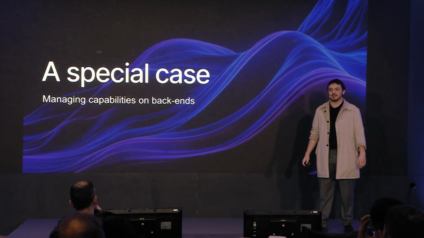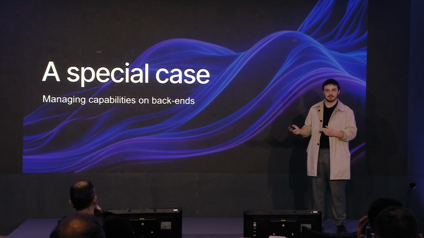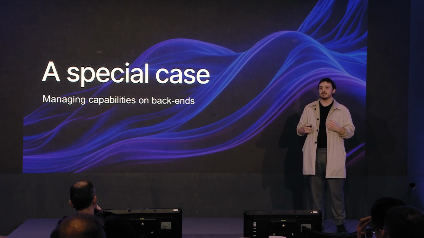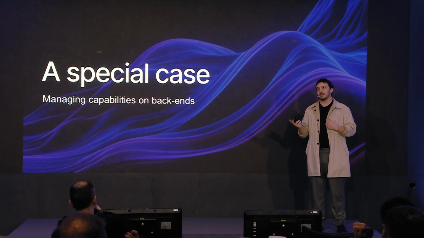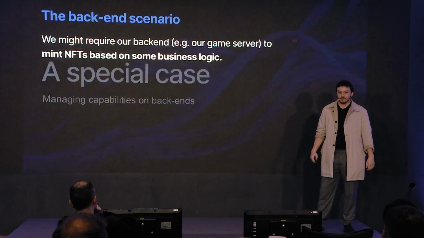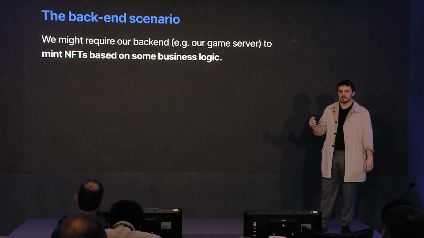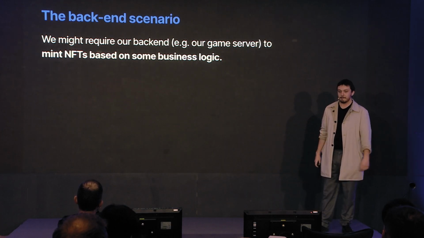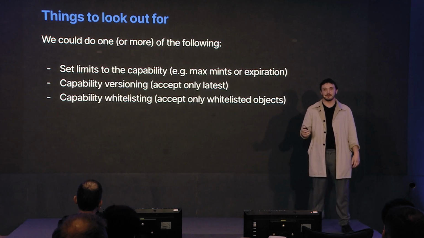Now, let's also discuss a special case, which is that of managing capabilities on backends. Here, we want to execute things fast, most likely. So we can't really go with multi-sig solutions, or quorum solutions. So let's assume that our game server needs to mint some objects based on some game state that's not on-chain. I will just give some things to look out for when we do that.